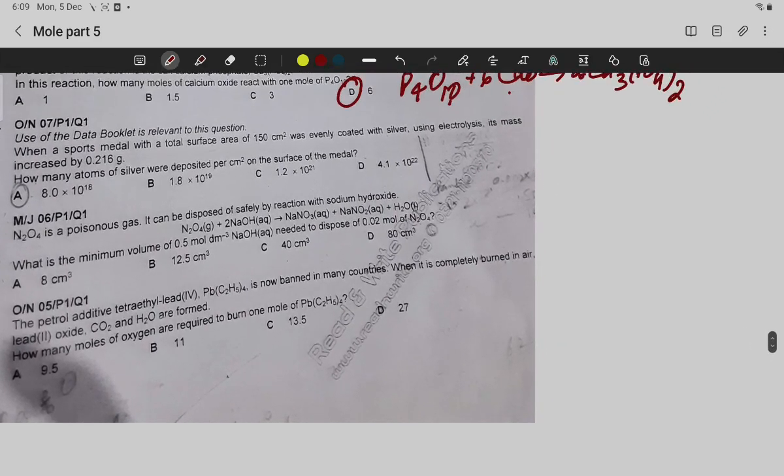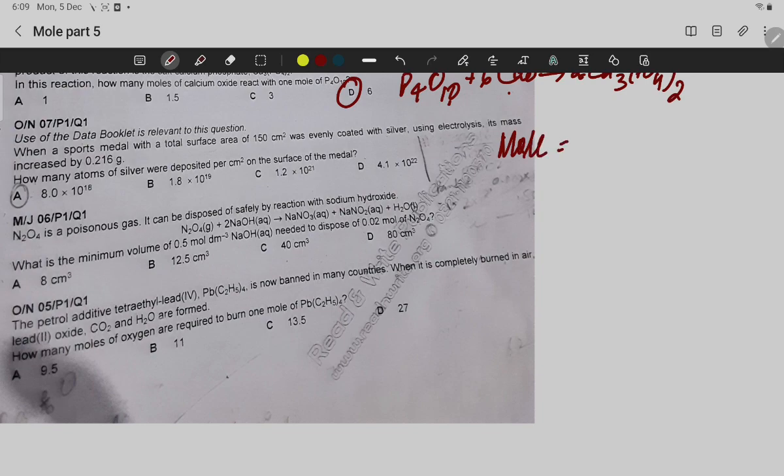Now next question is, when a sports medal with a total surface area of 150 centimeter cube was evenly coated with silver using electrolysis, its mass increased by 0.216 gram. How many atoms of silver were deposited per centimeter cube on the surface of the medal? First calculate the moles.